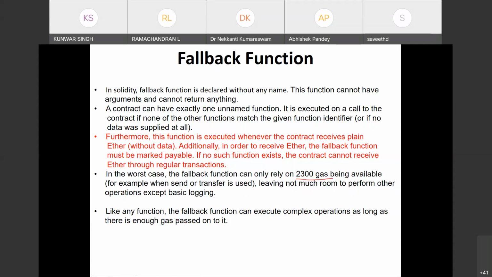Like any function, it can execute complex operations as long as there is enough gas. So in the fallback function, you can have some complex operation also. Okay, but for that you have to give extra gas. So only to receive the money through this fallback function, it requires 2300 gas. If you want to include some code inside, that will be for extra gas.